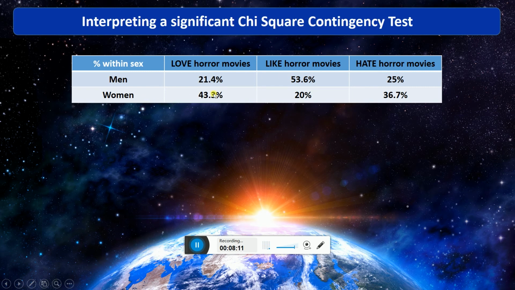What about the women? Well, for the women, here a minority liked horror movies, 20% as opposed to the near 54% for the men. So a minority liked horror movies, and the majority either loved them or hated them. So that's the conclusion we're going to come to if we look at percent within sex. And you would report it. That's the way you would describe it.